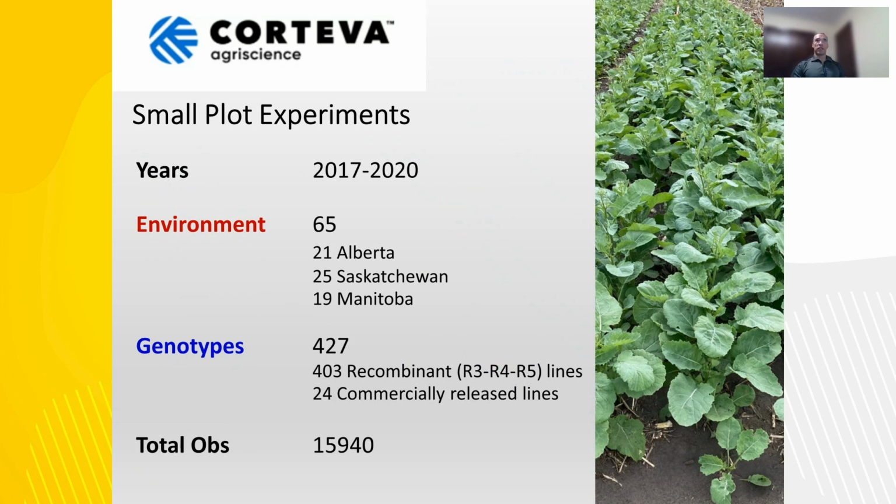Now moving on to our next data set that we've done a fair bit of work with, and this is the Corteva AgriScience small plot experiments. The data years range from 2017 to 2020, so 4 years. 65 different environments, distributed relatively evenly across the 3 prairie provinces. We have about 427 genotypes in this study and about 16,000 total observations. So a very large data set.